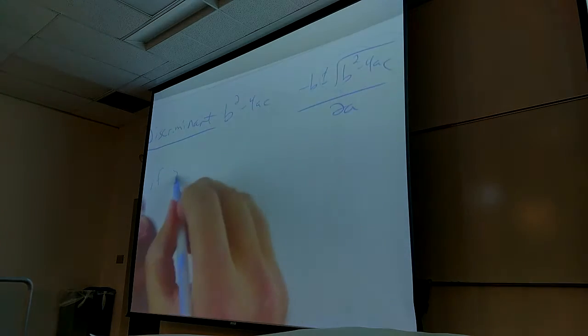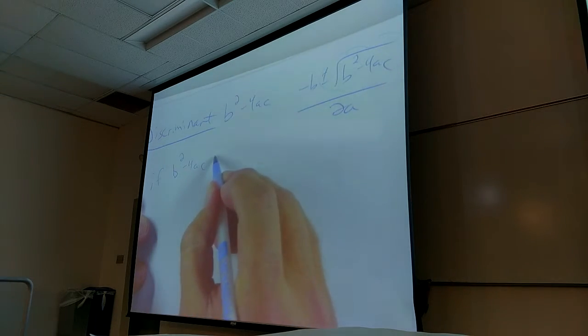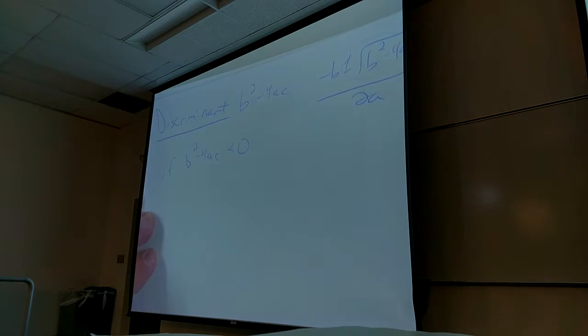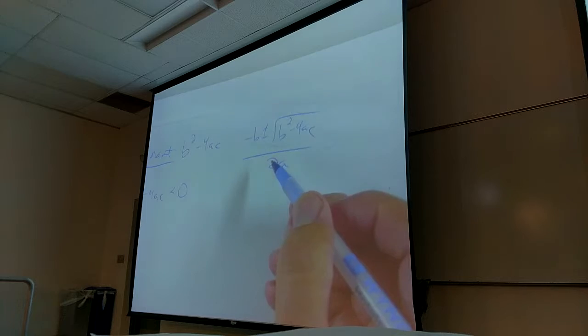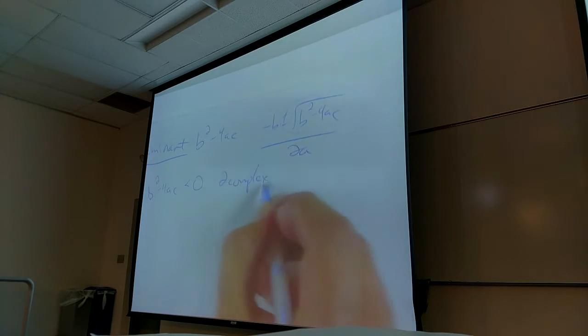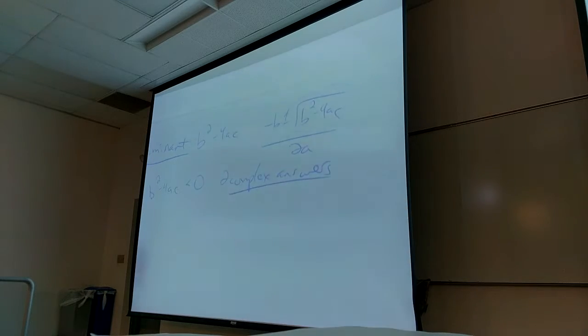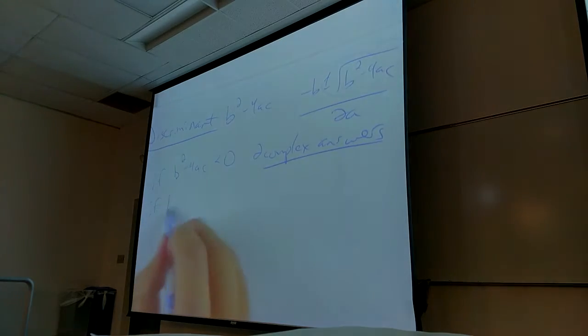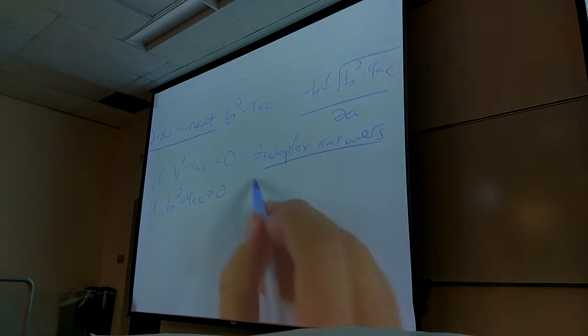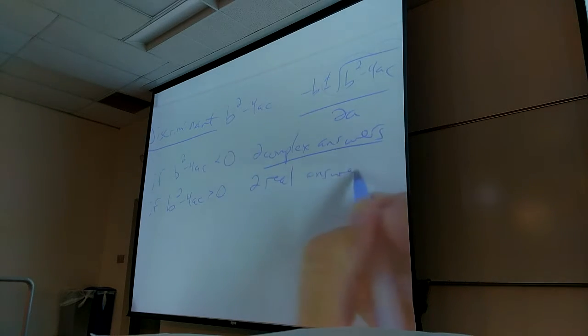So, if b squared minus 4ac was negative, if that was less than 0, because it's under the radical, that would make these complex, so there would be two complex answers. If the inside of the radical is negative, I get a real part and an imaginary part, complex answers. If it's positive, then I must get two real answers.